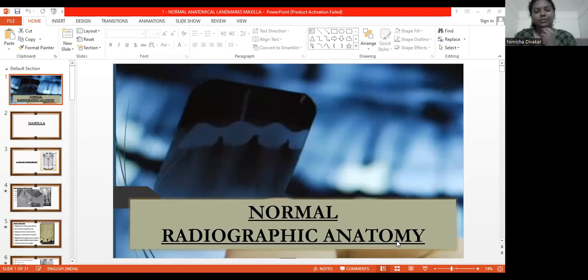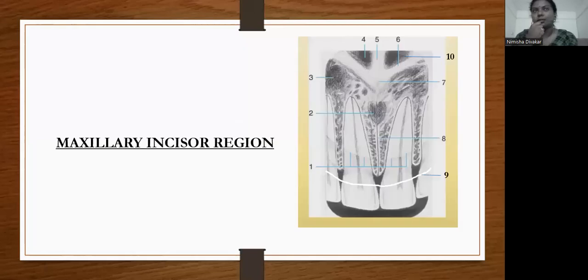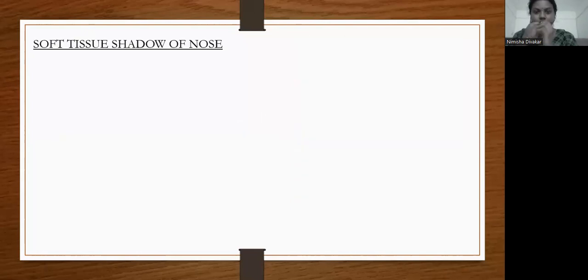Good morning. Today we will be discussing normal radiographic anatomy of the maxilla. For ease of studying, maxillary landmarks can be divided into three regions. First is the anterior maxilla. In the maxillary incisive region, there are many landmarks, and the first one we are discussing is the soft tissue shadow of the nose.